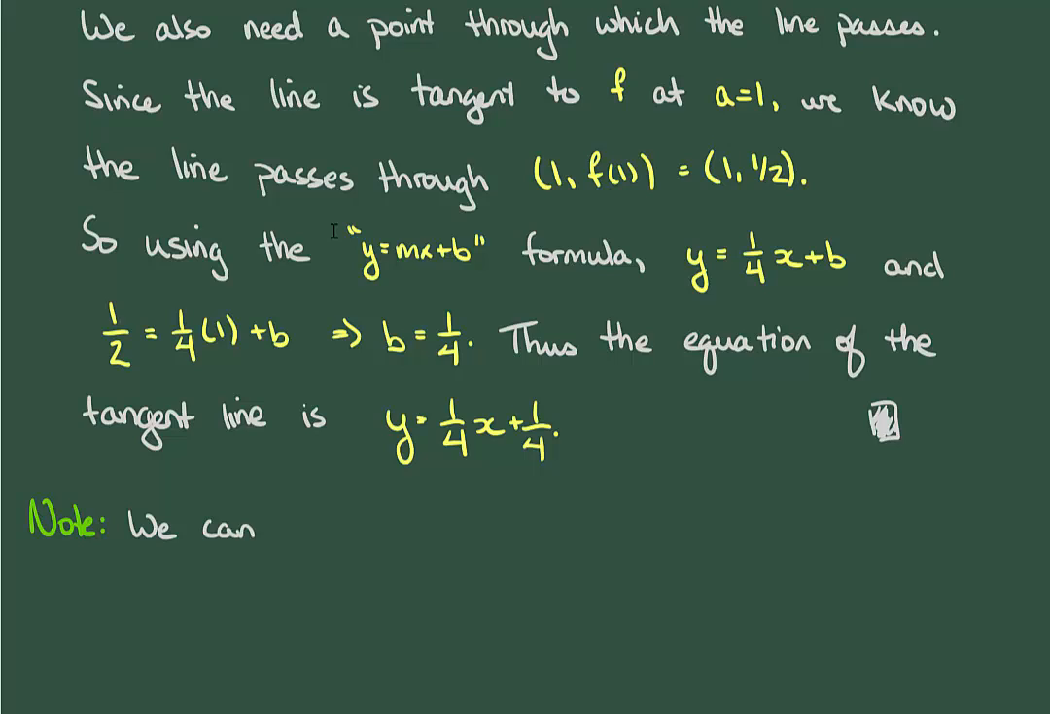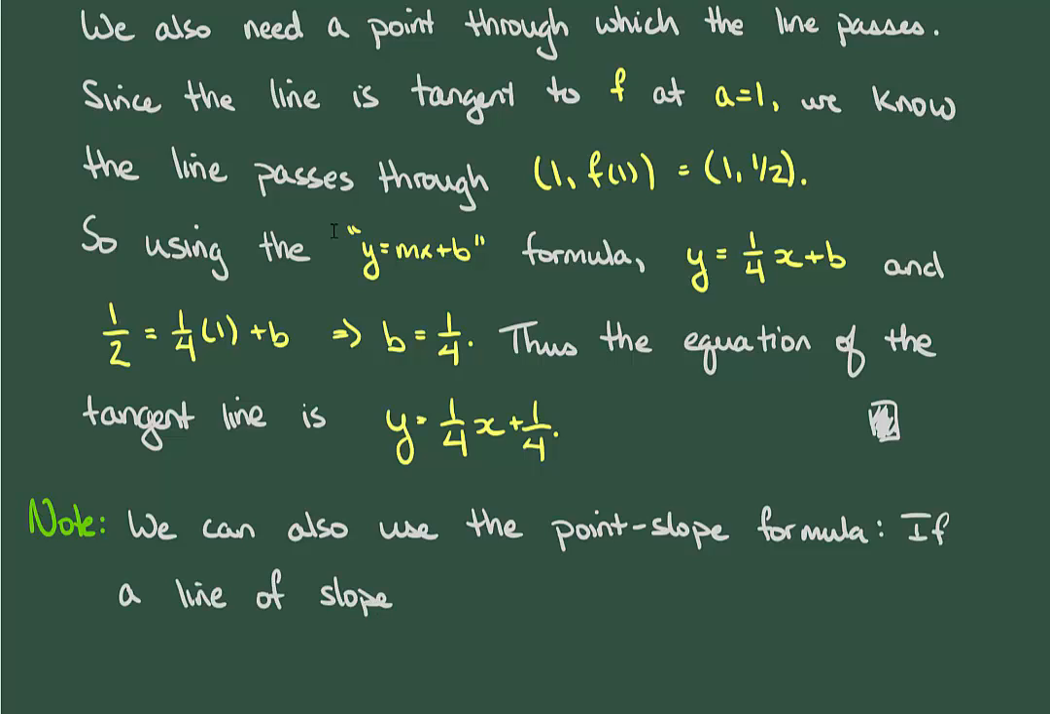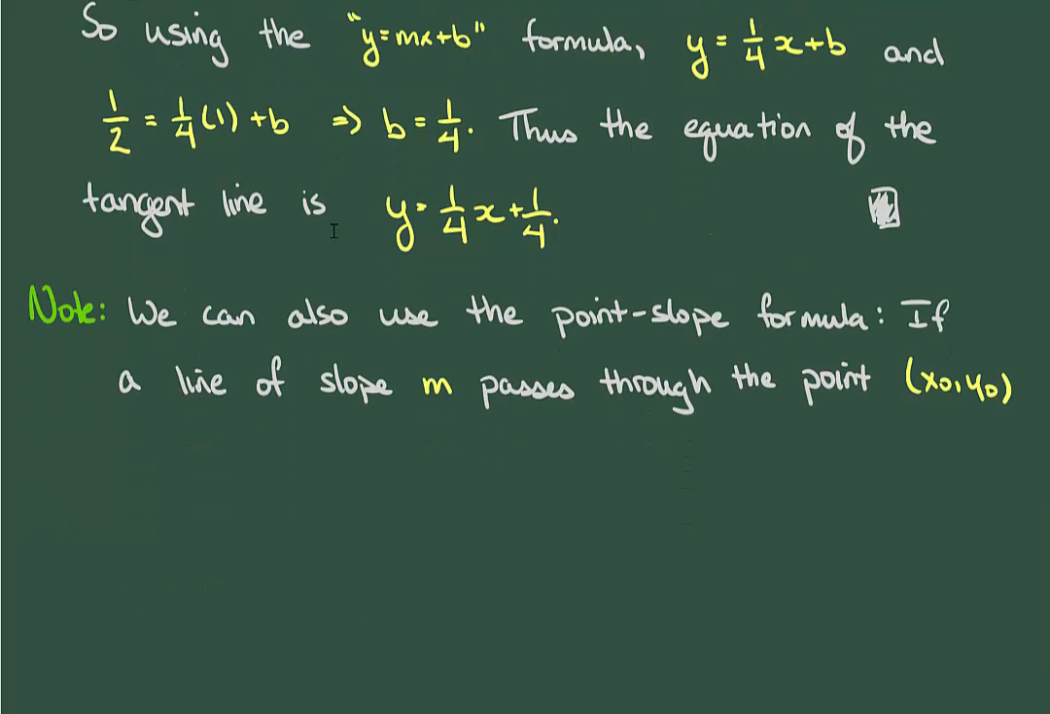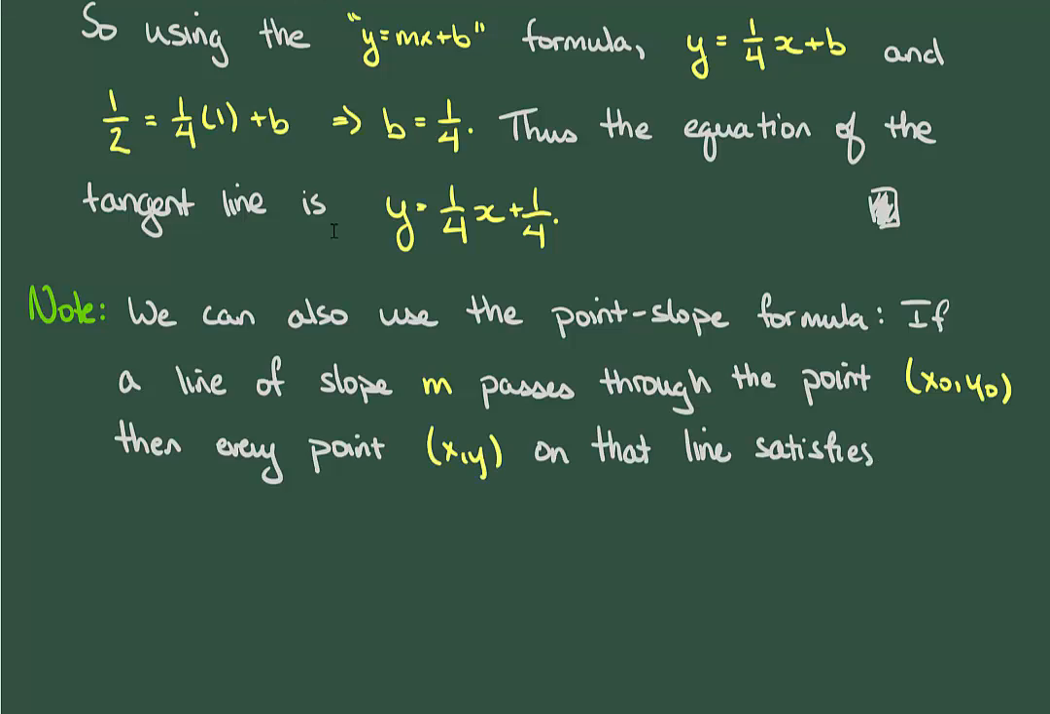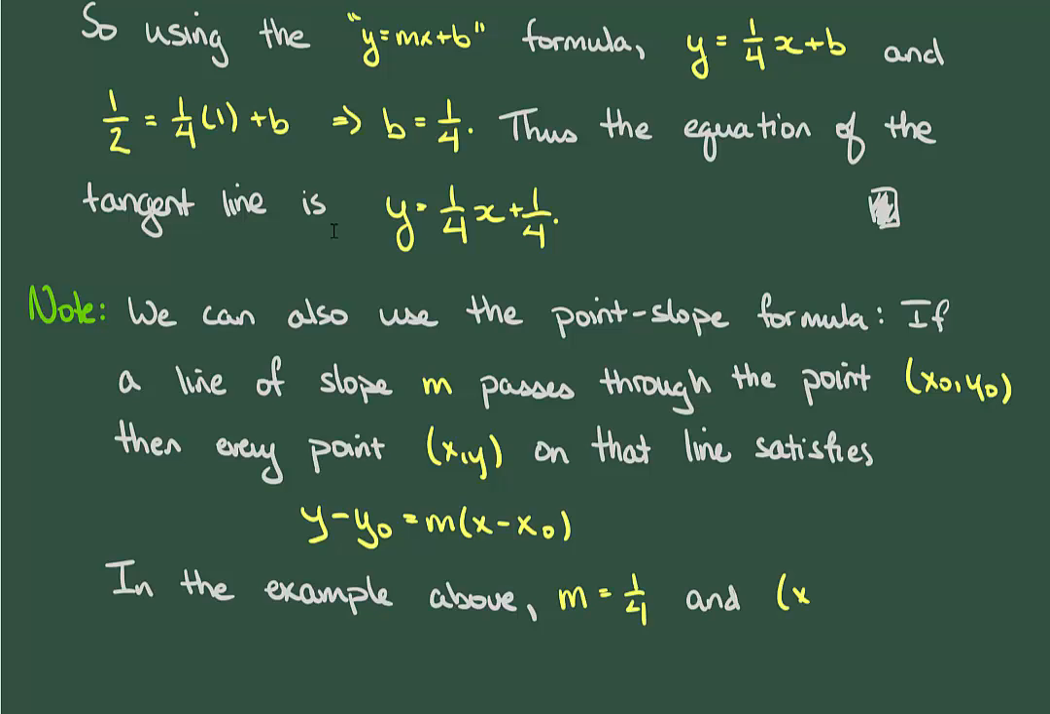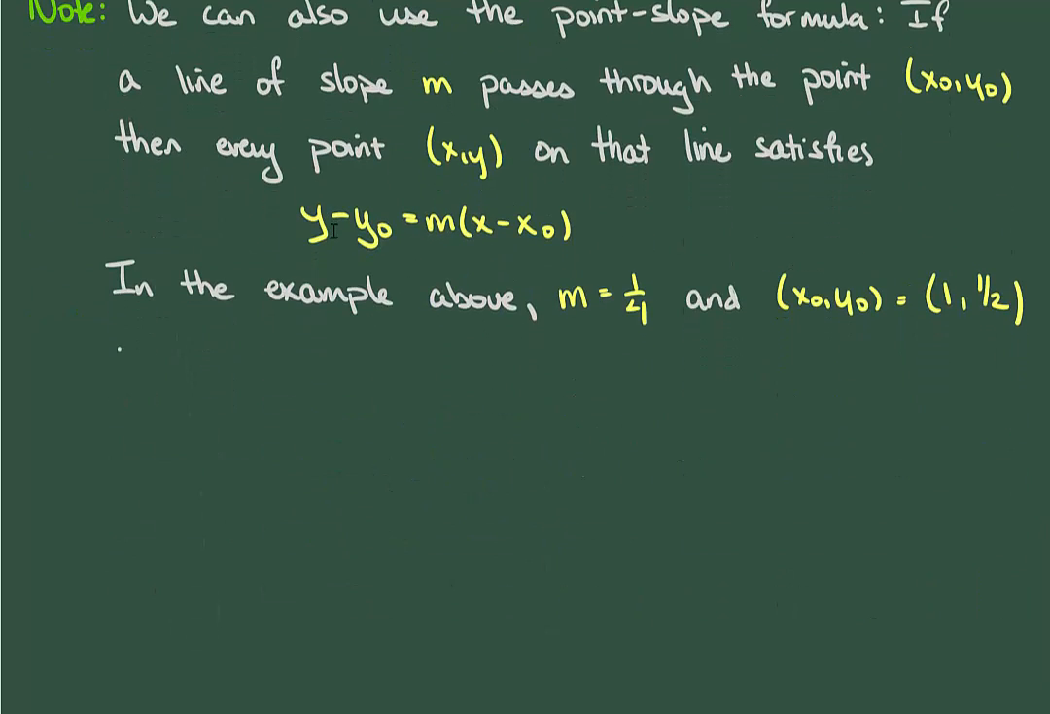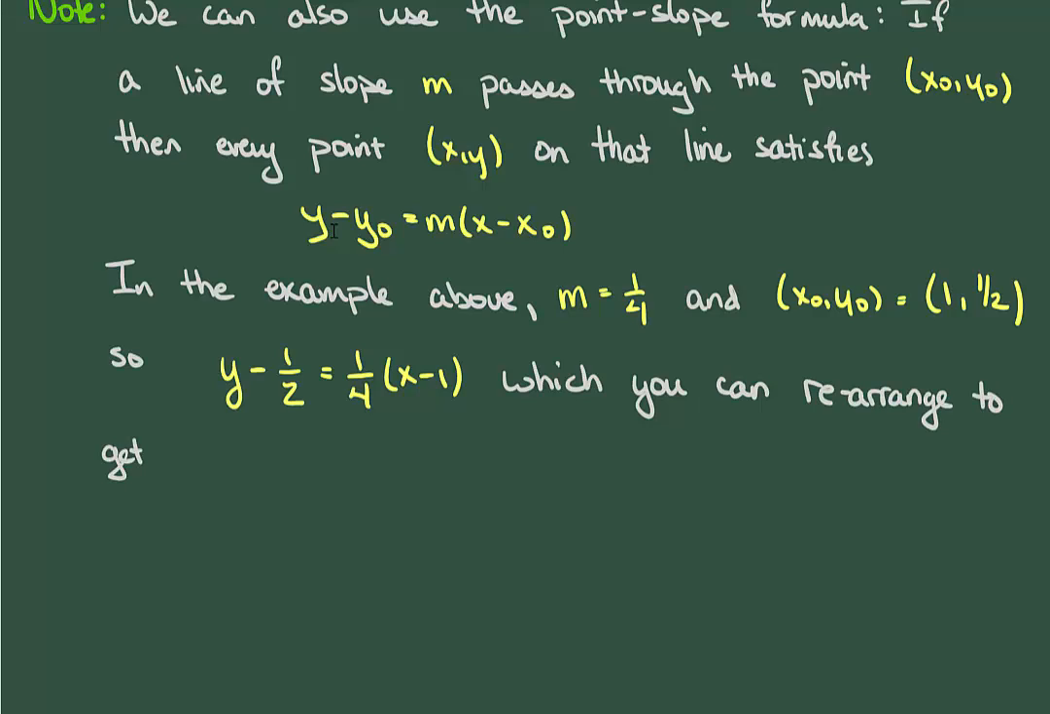Now, instead of using y equals mx plus b, there's another technique that we can use called the point-slope formula. It says that if our line has slope m and passes through the point x0, y0, then every point x, y on the line must satisfy the following equation. In the example above, our slope is 1/4, and we must pass through 1, 1/2, giving this equation. And if you take this and solve for y, you'll get exactly the same equation that we found above.